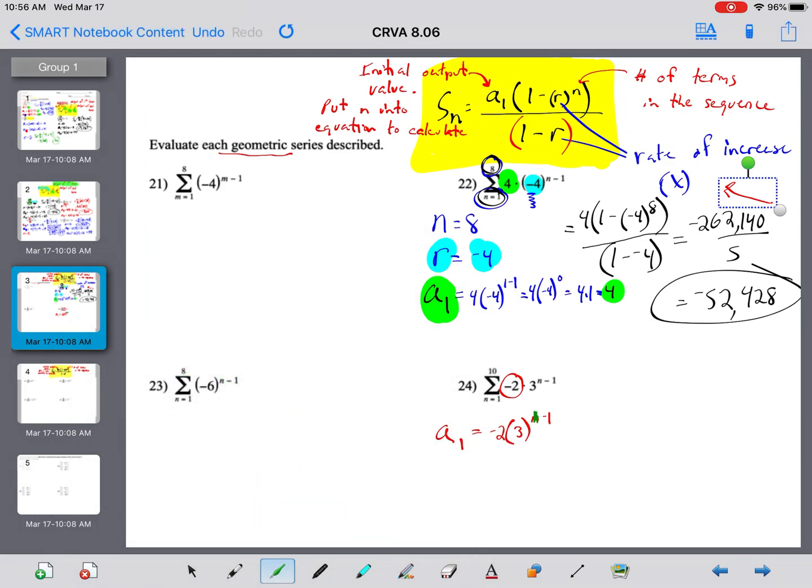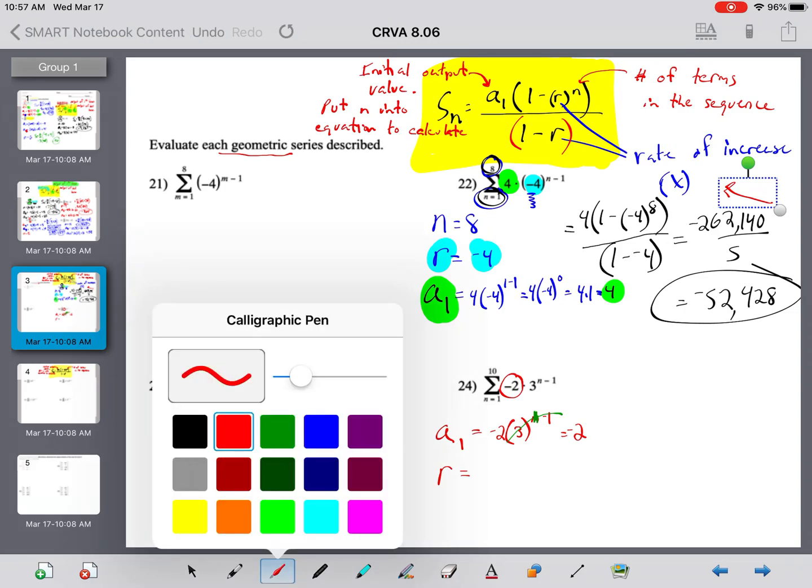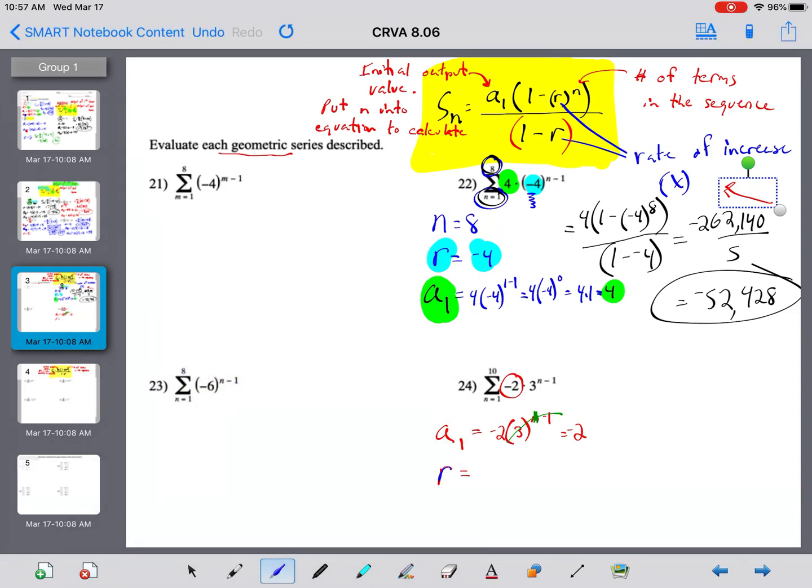But when you plug in 1 there for n, you get 1 minus 1 is 0, which is going to essentially wipe out and make that just a plain old 1, all that stuff in there. Negative 2 times 1 is negative 2. So I guess we do have a calculation that we need to do. But the rate is 3. Maybe color code it. The rate is 3, and the number of terms is 10. So let's go for it.